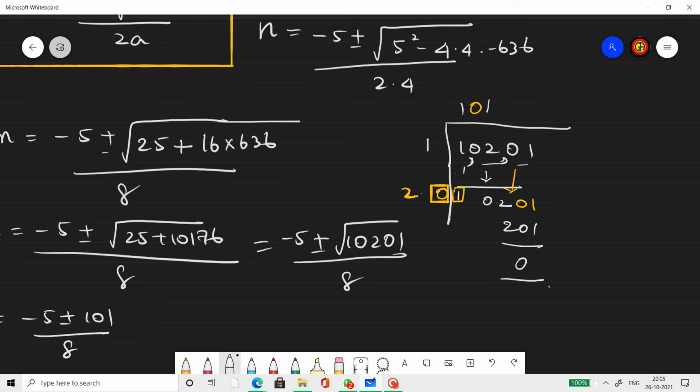Now first I'm going to consider 1. Now take a square number close to 1 or less than 1. So here 1 into 1 will give me 1. Imagine if this number was 7, then I would have taken 2 into 2, 4. Because 3 into 3 will give me 9, and which is more than 7. So anyway, it's 1 here, so 1 times will do. So 1 minus 1 is 0, so no number is coming down.